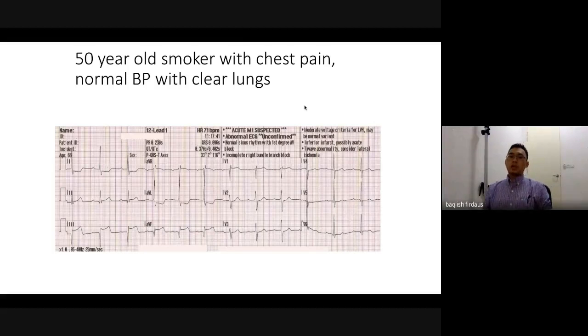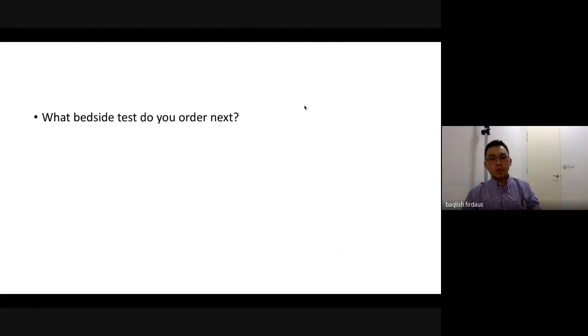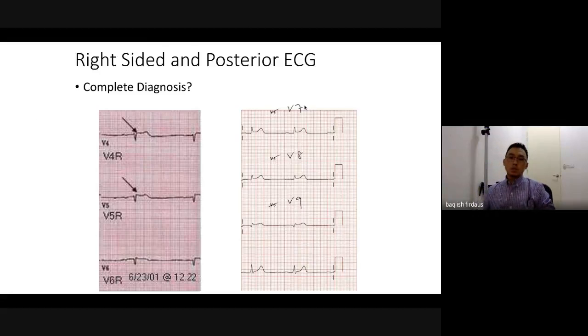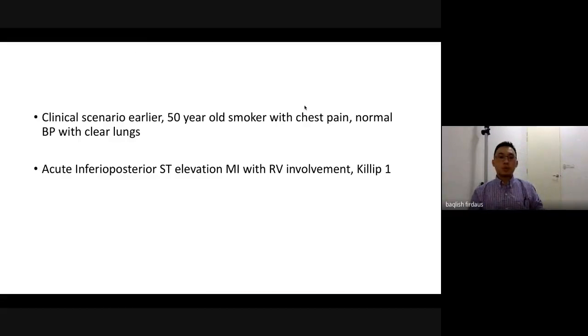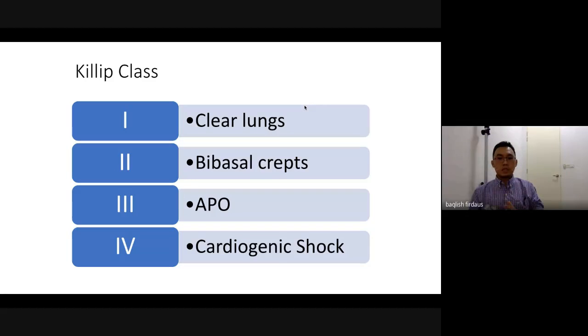When you encounter any patient with acute MI, it's very important to classify the patient as Killip 1, Killip 2, Killip 3, or Killip 4, because it will risk-stratify the patient as higher risk or lower risk.